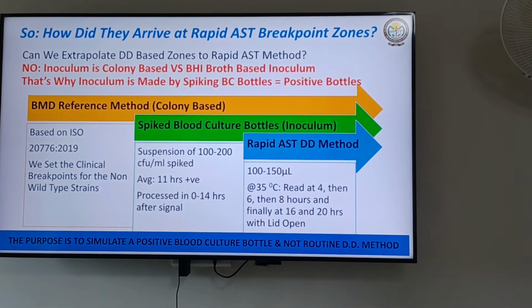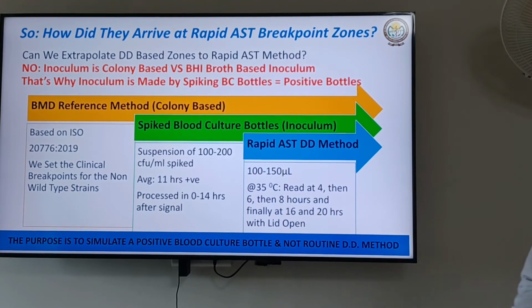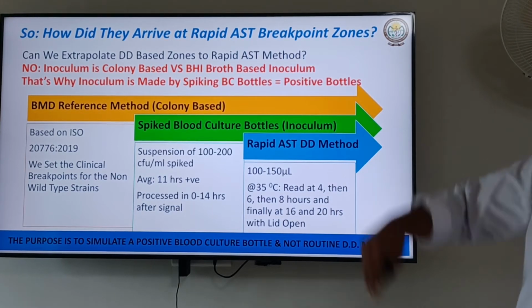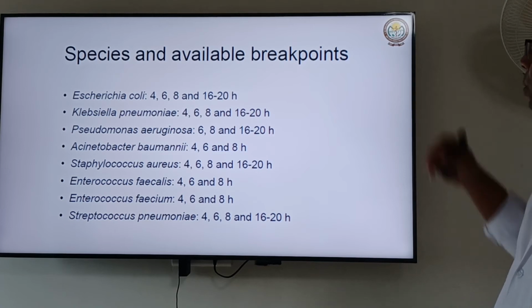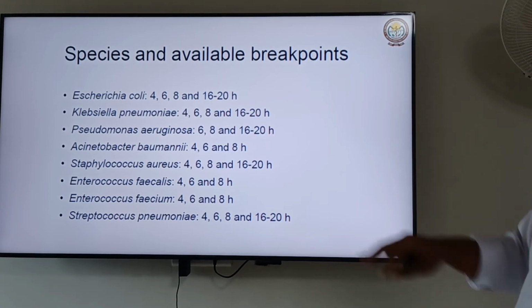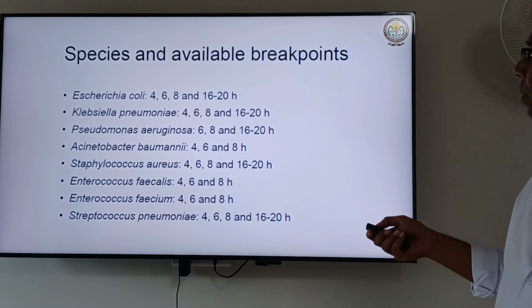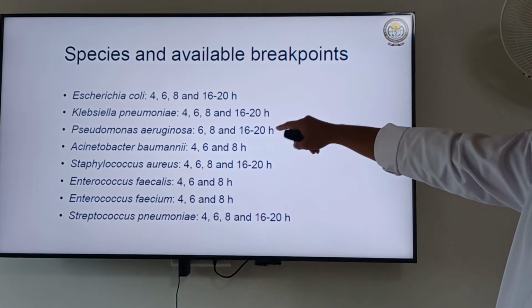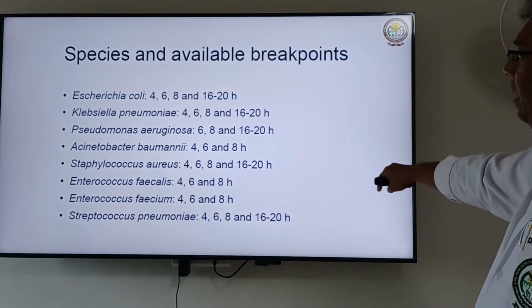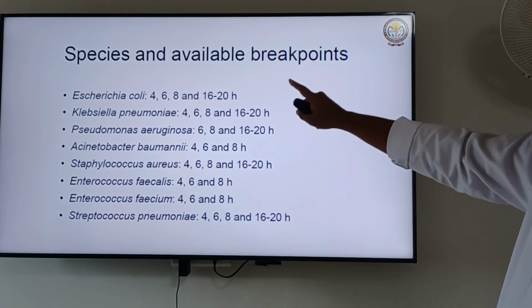So the purpose of this entire exercise is to simulate a positive blood culture bottle and not the routine disc diffusion methods. That's why this entire process is going on. So what EUCAST has done is that EUCAST has made these species available, for which breakpoints are available for E. coli at 4, 6, 8 and 16 to 20 hours. Klebsiella pneumoniae, so there is a huge drop-down menu, and all these different breakpoints have been established at 4 hours, 6 hours, 8 hours.